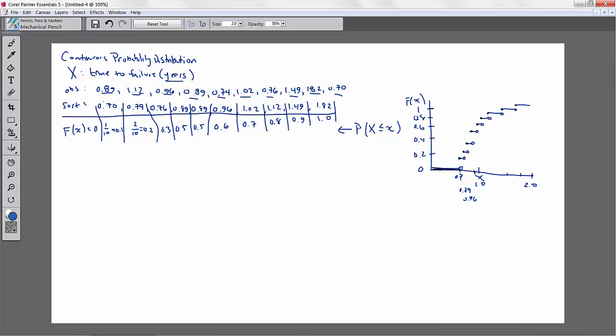And it stays at 1 for anything bigger than that. So here's our cumulative distribution function found from our data, from our observations. We can see that it's a discrete plot because we only have a finite number of observations, but it does, in this case, follow a general curve.